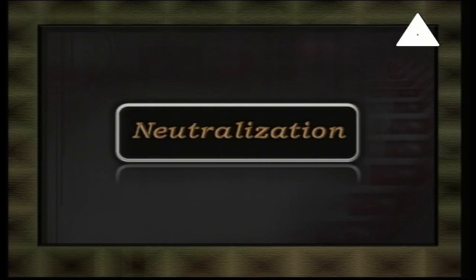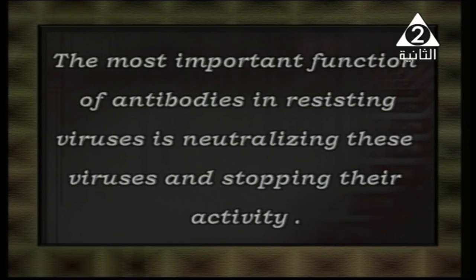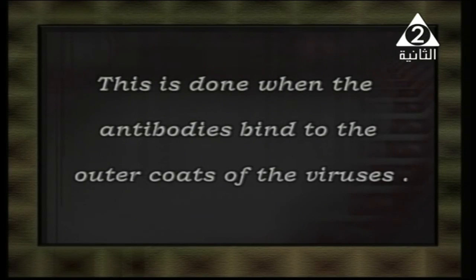Just I need you to squeeze your mind here. Well, the most important function of antibodies in resisting viruses is what? Neutralizing. This is one of the most important functions for antibodies in resisting and fighting the virus inside your body: the neutralization, or neutralizing these viruses and stopping their activity. Like what? Number 1, this is done when the antibodies bind to the outer coats of the viruses.